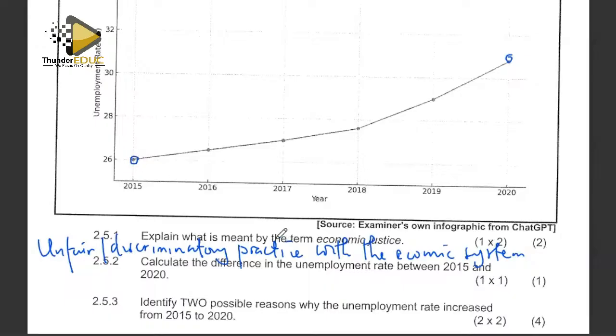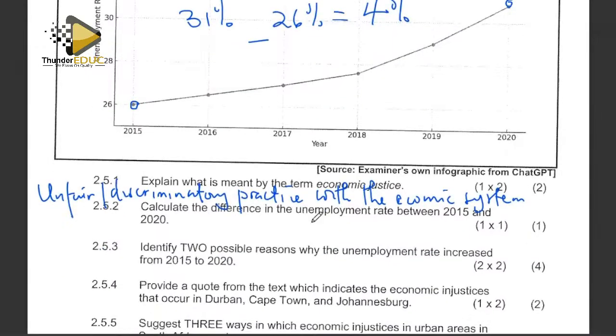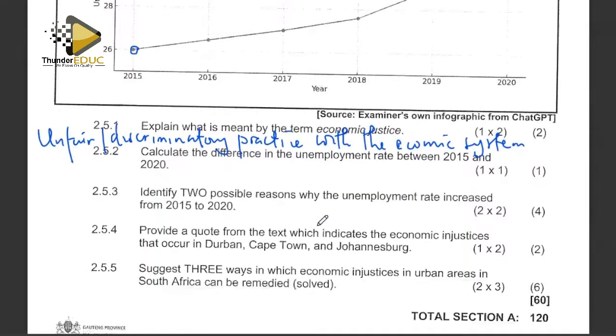So using those figures, we can say our unemployment was 31% in 2020, less 26, which gives us a difference of 4%. So that is the difference in the unemployment rate between 2020 and the year 2015.